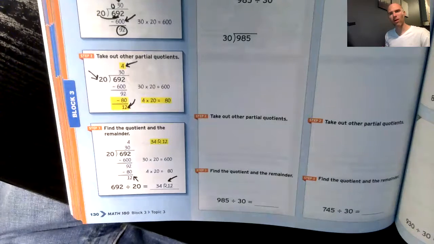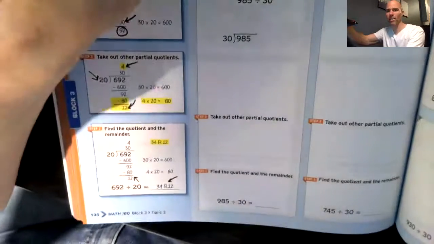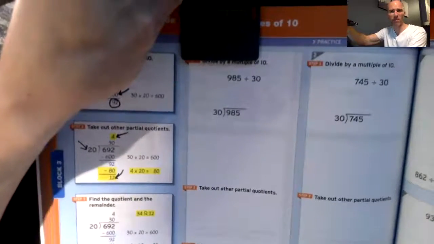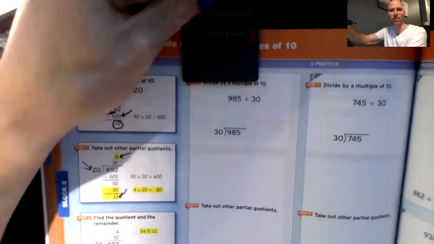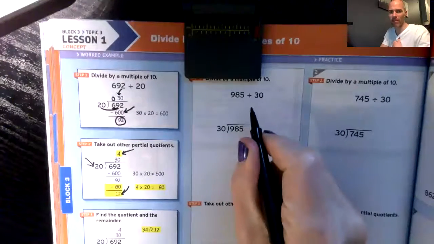Okay, so hopefully this doesn't feel too much different than what we were doing last week. It's just that the divisor is going to be bigger by a multiple of 10 now, which almost allows us to skip a step. In some way, you can think of it as almost being easier now. So let's do 985 divided by 30.